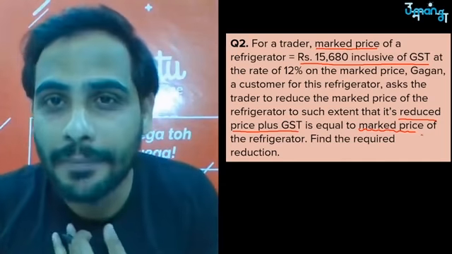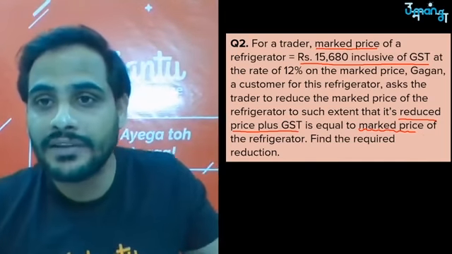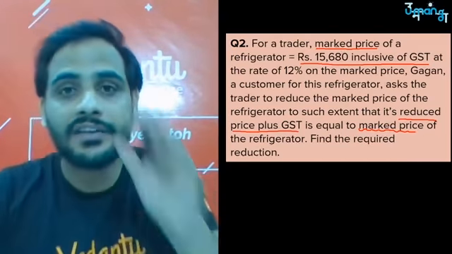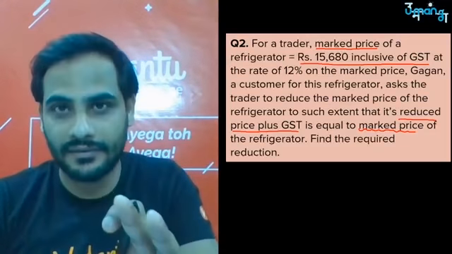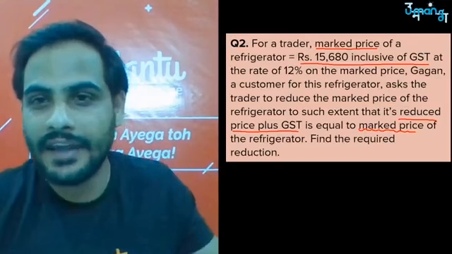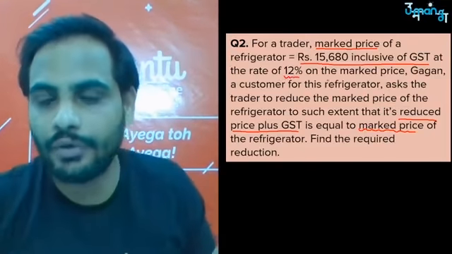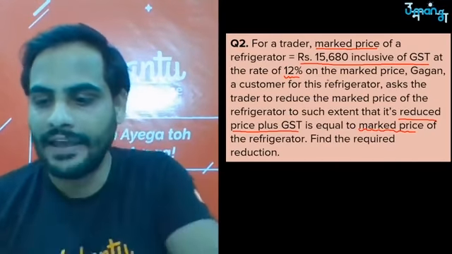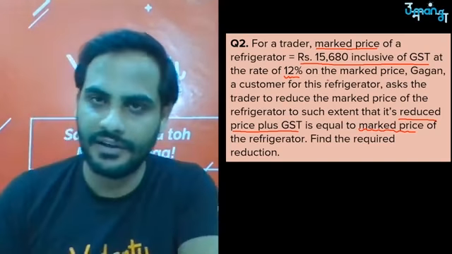Now, do we know the marked price of the refrigerator? No. This 15,680 is the original final price without discount. So I have to get the mark price. And they have told the rate of GST is what? 12%. Got it? So I will say that, sir, in the first case, in the normal scenario, without discount.